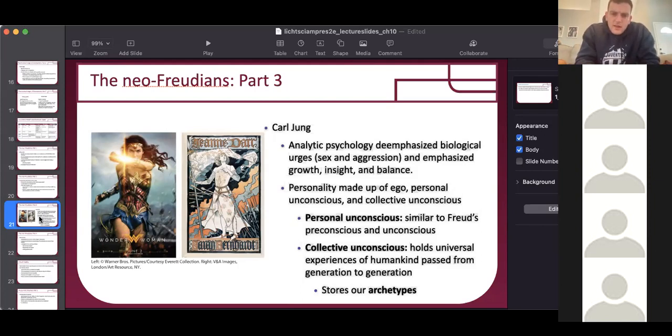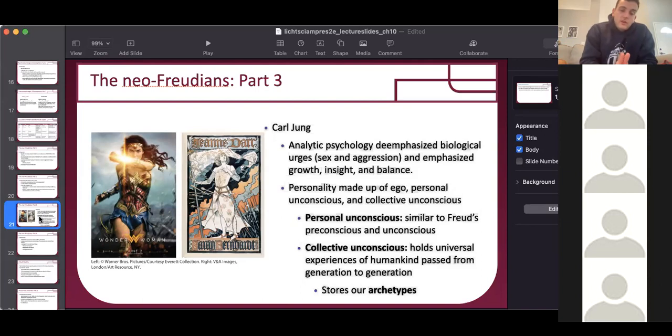So personality is made up of ego, personal unconscious, and the collective unconscious. So similar terminology to Freud's topographical model, but different ideas. So you have your ego, which is not exactly like Freud's ego. The ego for Jung would have been more like just the conscious level. But then you have your personal unconscious, which is kind of Freud's preconscious and unconscious ideas just smushed together. So basically anything that isn't happening at a directly conscious level.